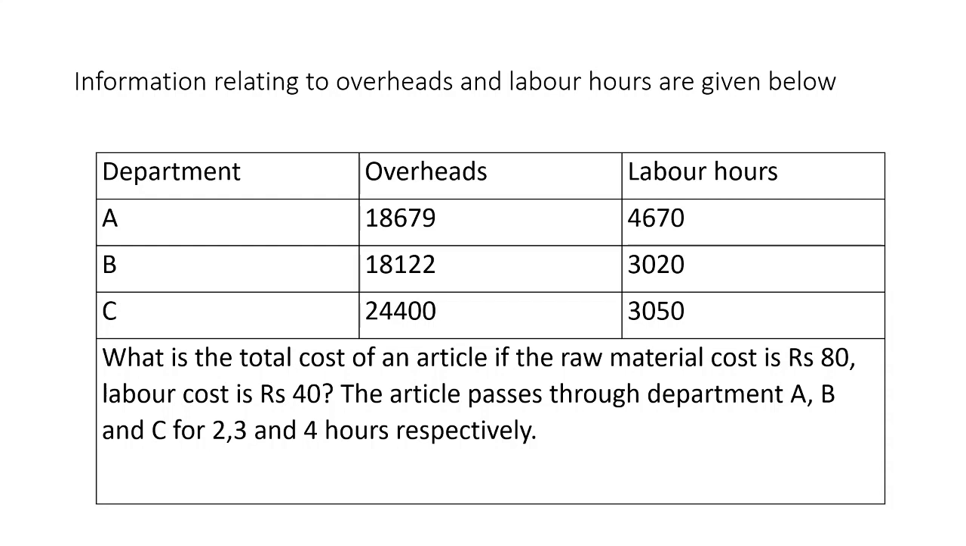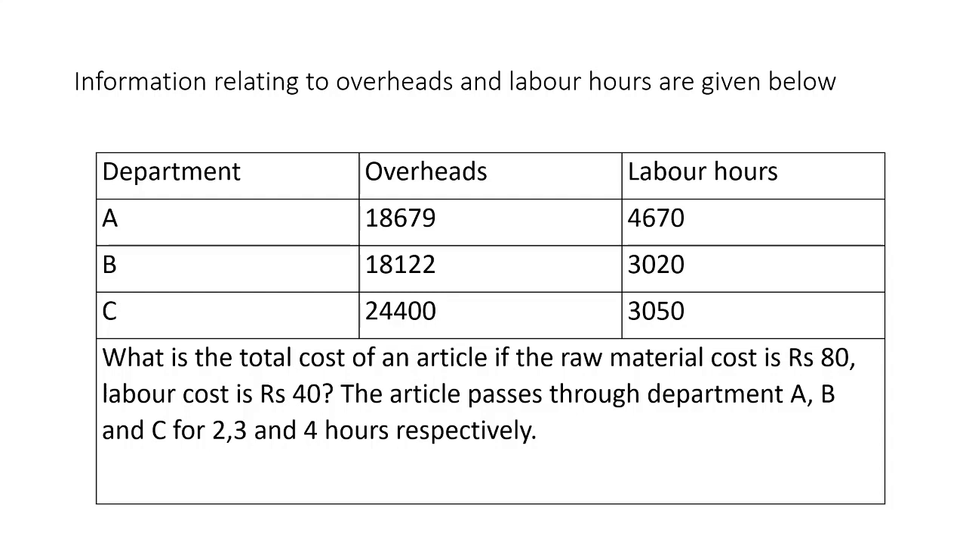Information relating to overheads and labor hours are given below. The three departments A, B, C, overheads and the labor hours of the departments are given. The question is, what is the total cost of an article if the raw material cost is rupees 80, labor cost is rupees 40. The article passes through department A, B and C for 2, 3 and 4 hours respectively.